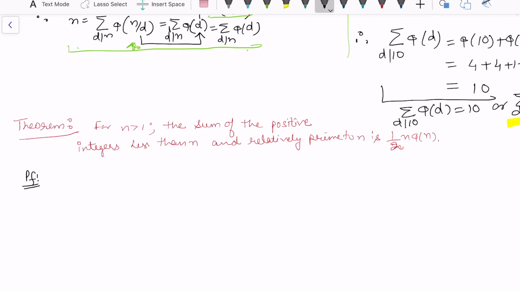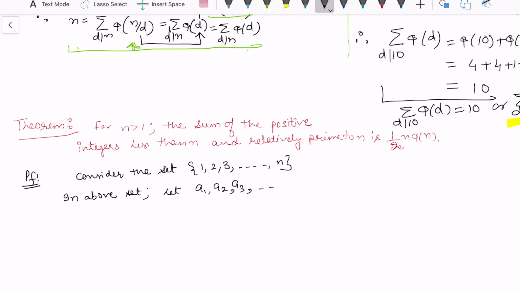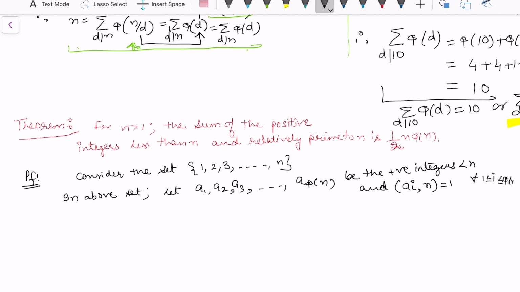It's a very interesting result again. Now consider the set 1 to n: 1, 2, 3 up till n. In the above set, let a1, a2, a3 and so on up till a of phi n be the positive integers less than n that are relatively prime with n, and the GCD of ai comma n is equal to 1 for every i which lies between 1 and phi n. So I may write it like this.